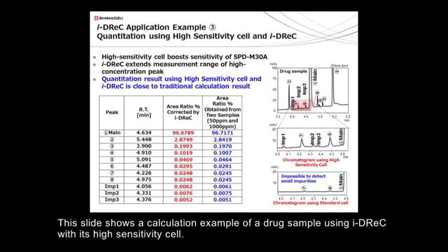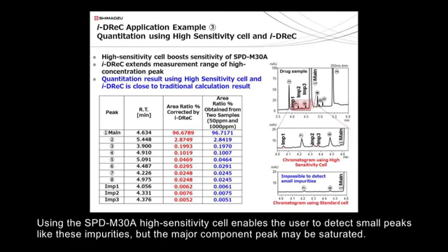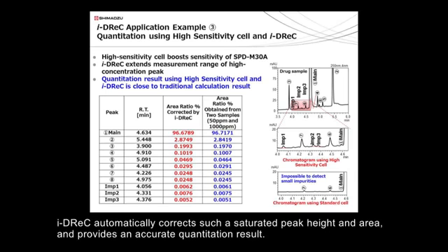This slide shows a calculation example of a drug sample using DReC with its high sensitivity cell. Using the SPD-M30A high sensitivity cell enables the user to detect small peaks like these impurities, but the major component peak may be saturated. DReC automatically corrects such a saturated peak height and area, and provides an accurate quantitation result.